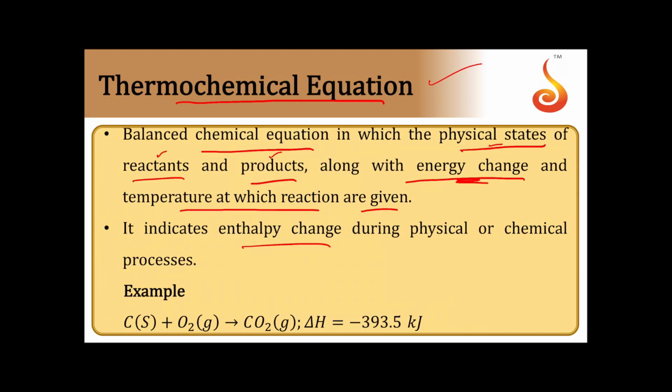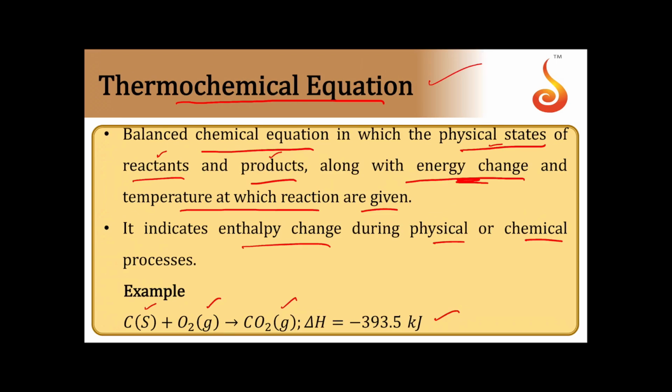So it indicates the enthalpy change during a physical or chemical process. Say for example, carbon plus oxygen. Carbon is a solid substance, and oxygen is in gaseous state, giving carbon dioxide gas. The enthalpy change is minus 393.5.